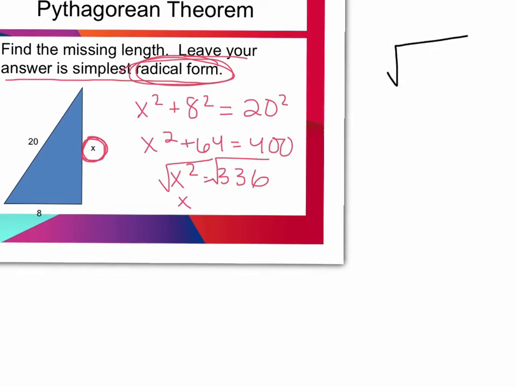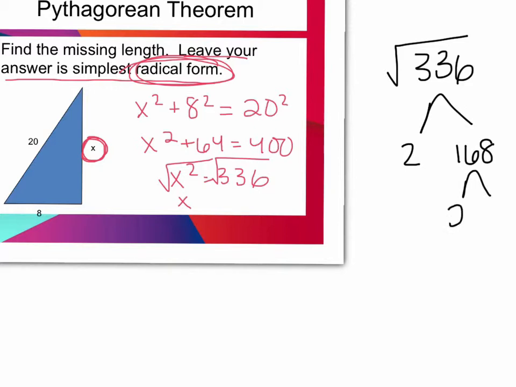So I have the square root of 336. Remember, you can use the factor tree to help break down your radical. And 336 is even, so I'm just going to divide it by 2. So I get 2 and 168. Divide this by 2 again, and I get 2 and 84. 84, I can divide that by 2 again, and I get 2 and 42.